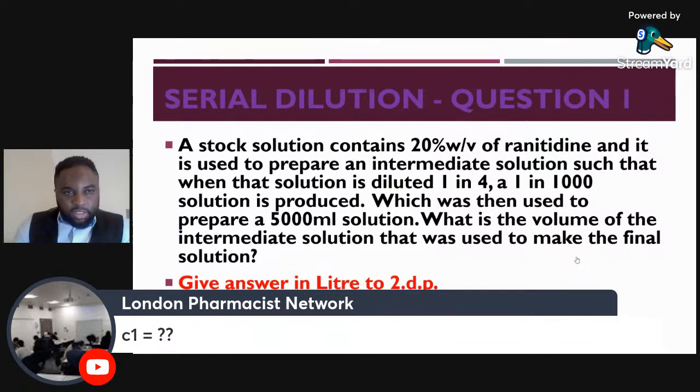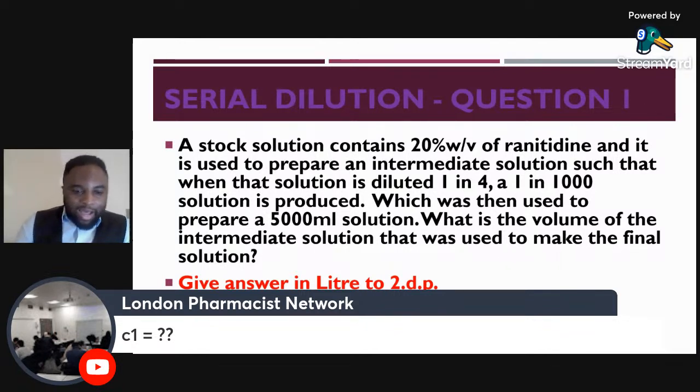C1 is 0.4%. Remember that intermediate concentration is equal to final concentration times dilution factor. So the final concentration was 0.1. The dilution factor is 4. So 0.1 times 4 is our intermediate concentration. So the answer is 0.4.